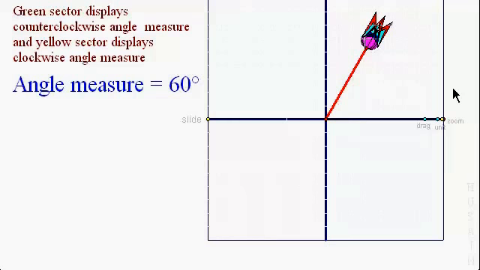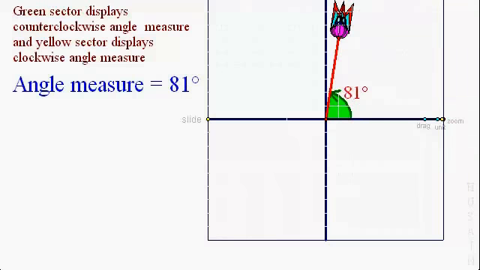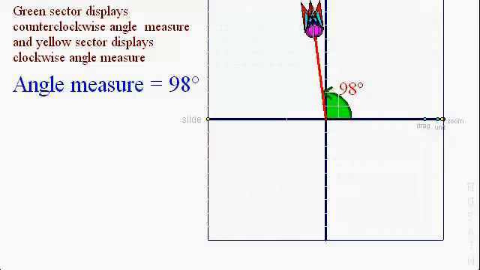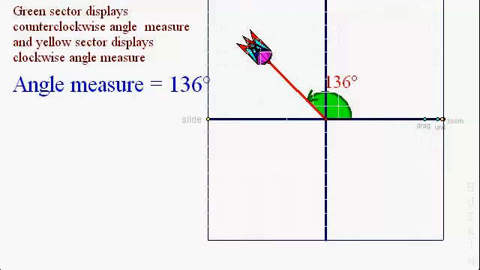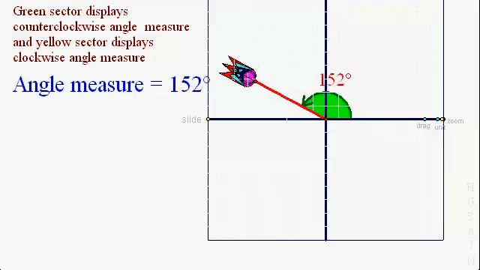When it is moving in the counterclockwise direction, the angle we measure is going to be a positive angle. You can see it is positive 60 degrees. If we keep moving in the same direction, it is going to be a positive angle and it is going against the clock. So it is counterclockwise and the angles measured are positive angles.